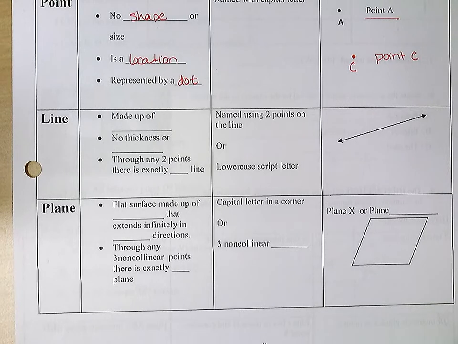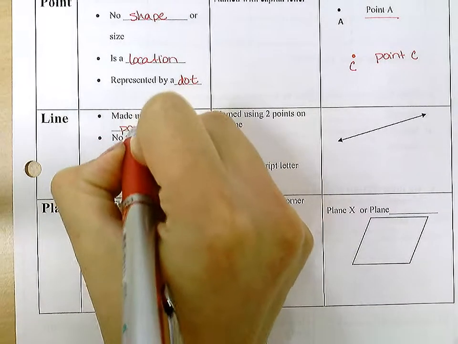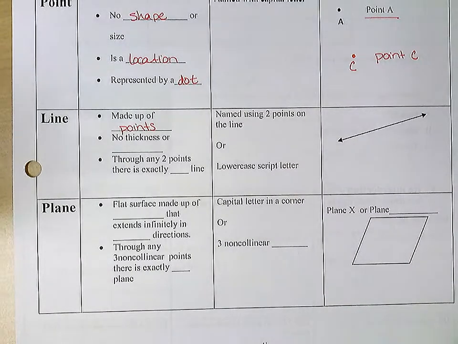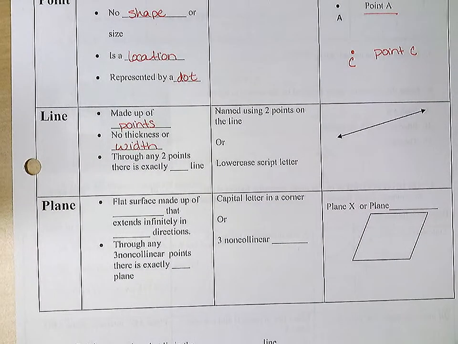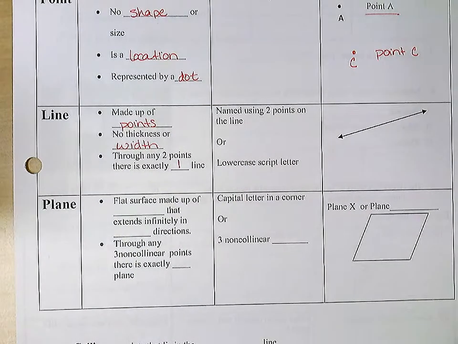Okay, our next undefined term is a line. A line is made up of points. It has no thickness or width. And through any 2 points, there is exactly one line. If you have 2 points, you can only draw one line through those 2 points. You can't draw multiple lines through those 2 points. If you overlap the lines, that's still the same line. Just because you're redrawing over it multiple times doesn't mean there's multiple lines on top of those 2 points.